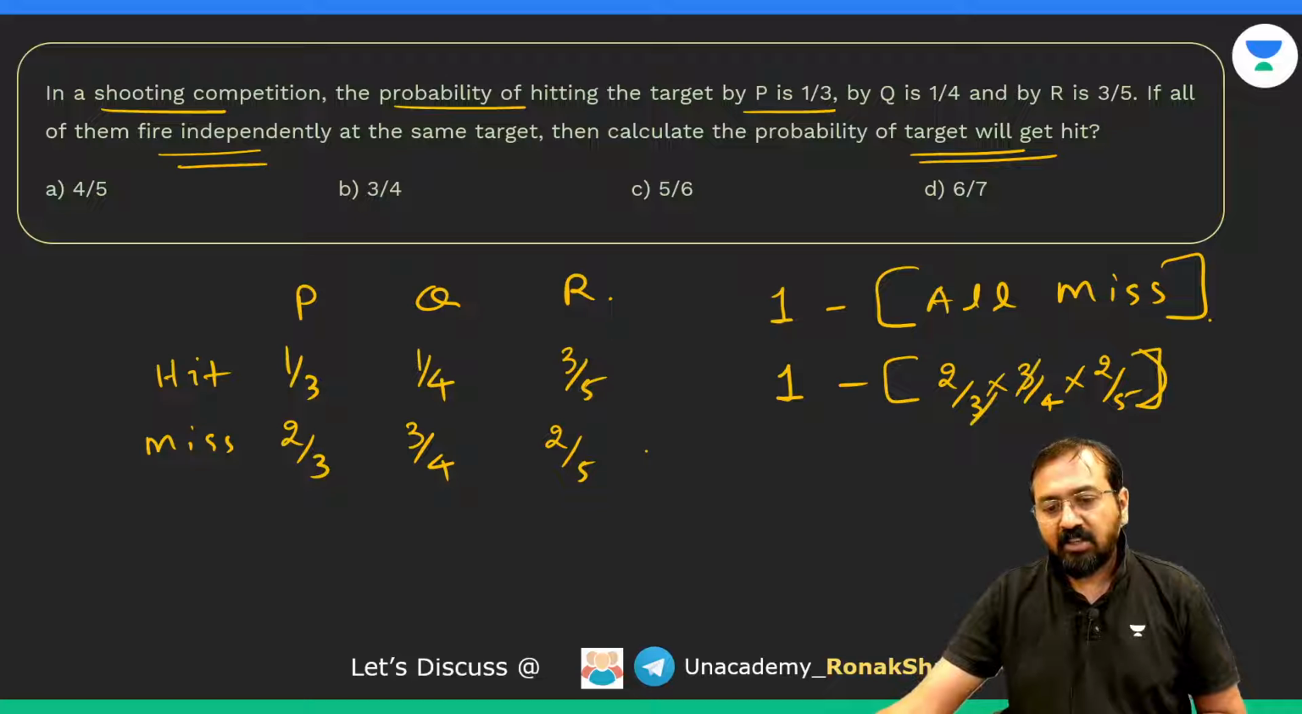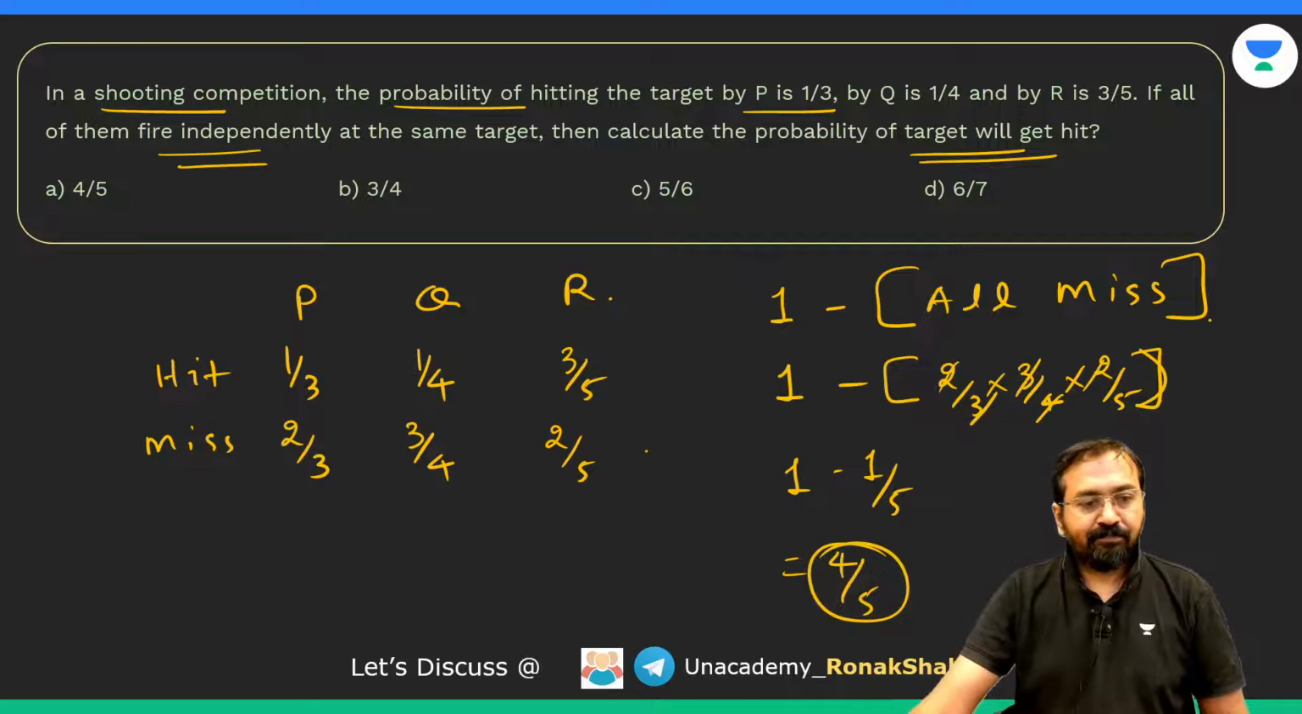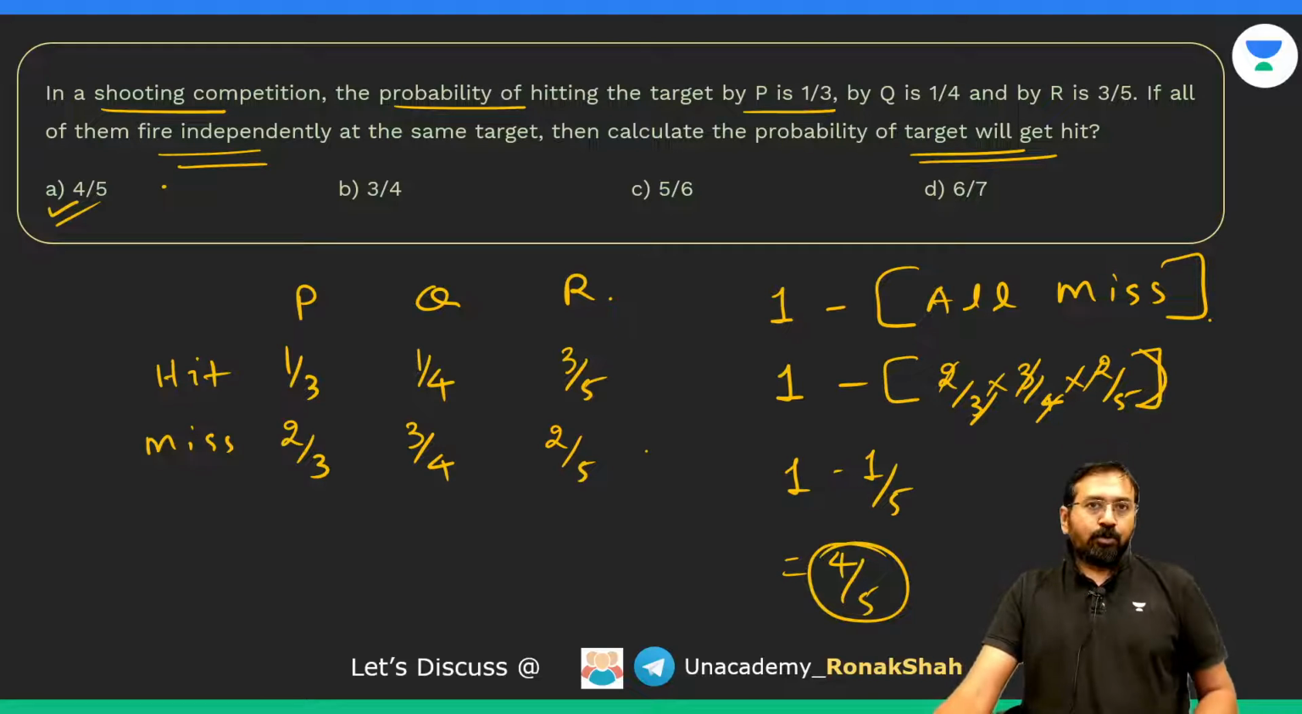If you check, 3 will get cancelled off, this will get cancelled off, so we are left with 1 minus 1 by 5, that is 4 by 5 is the required answer. So I really hope you have understood this.